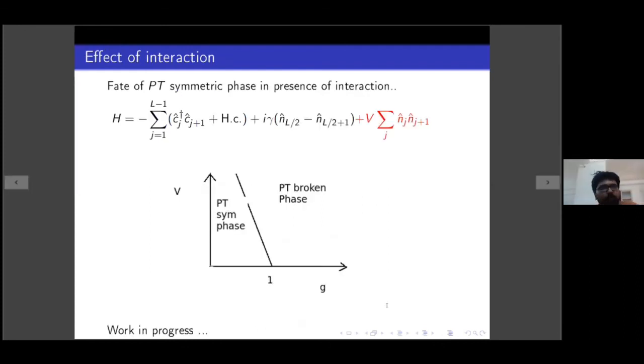And now I'm almost done. Recently we have been working on a similar type of setup, but adding interaction. And what we are finding, which is remarkable, is that as you switch on interaction, your PT symmetric phase shrinks. So this is a rough phase diagram which we are getting. This work is still in progress with Bhabani and another student here. So this is something we are presently working on.